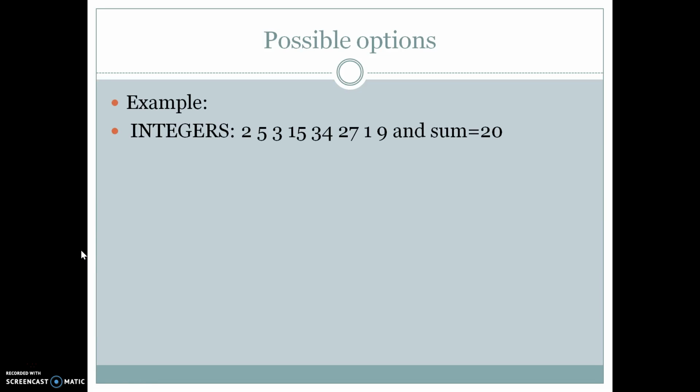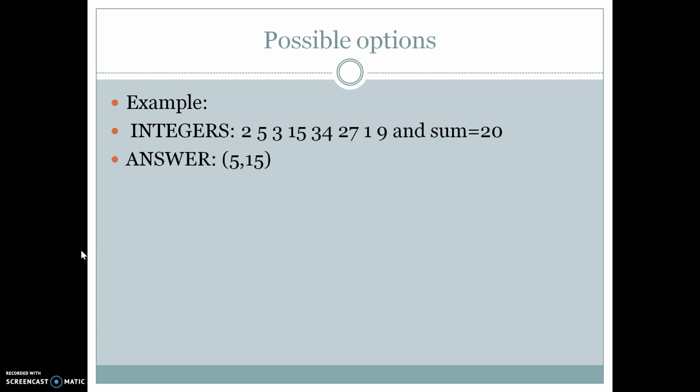Let us consider an array of integers having 2, 5, 3, 15, 34, 27, 1 and 9 as the elements, and we have to check for the sum equal to 20 if it exists between any two numbers in this array. So we all know that the answer here would be 5 and 15. If we add these two elements, then we would get 20. But how can we get this pair is the problem.